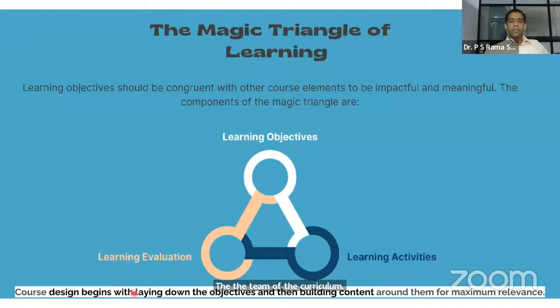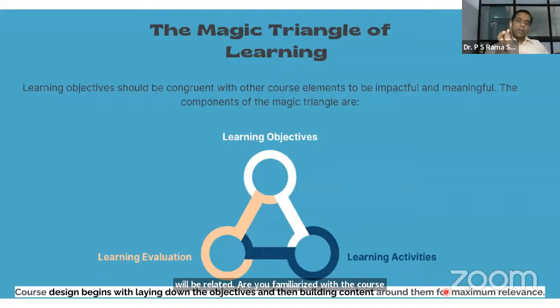Course design begins with laying down the objectives and then building the content around them for maximum relevance. Typically, in most colleges, first you have a syllabus copy. Now, as per NBA or NAAC or whatever the accreditation body is, you need to calculate COs, POs and all. The syllabus copy should have COs because in the student satisfaction survey, some of the questions will be related: are you familiarized with the course outcomes? Are you familiarized with this, X, Y and Z?